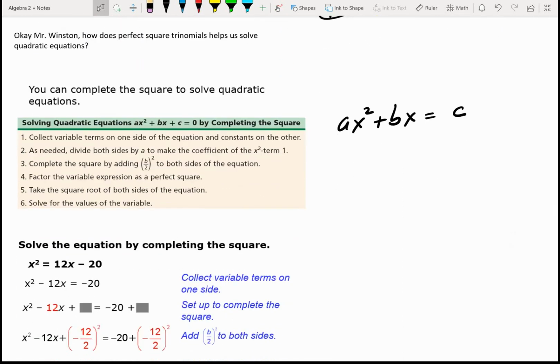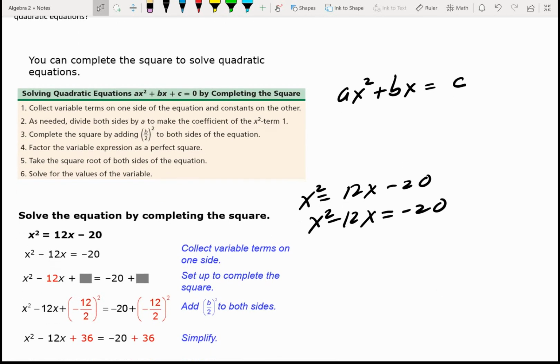So let's say here I have x squared equals 12x minus 20. Again, we need to get the quadratic term and linear term on the left. So I'll subtract 12x. x squared minus 12x equals negative 20. Okay, so now follow the steps here. We have to complete the square.